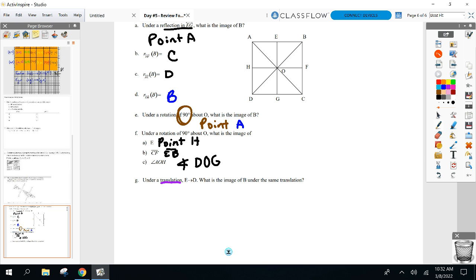So to go from E to D, how many spots am I moving? Up, down, left, right? And I'd like you to do the same thing. What is the image of B under that rule? Under that same translation, where's B go to? So E goes to D. Do the same movement on B now.